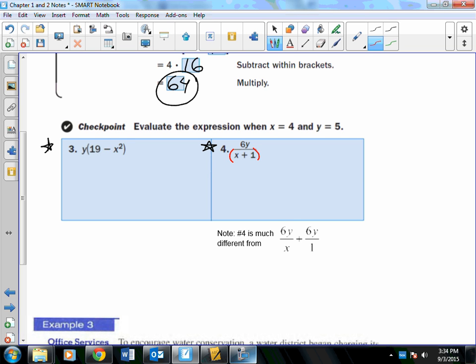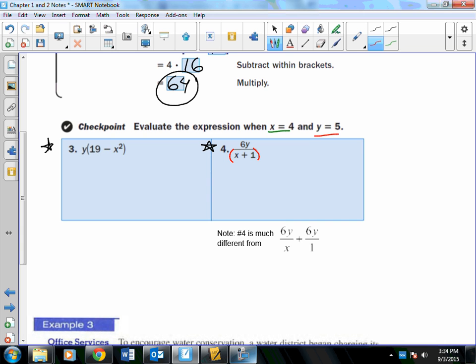So try that. Note that when it says evaluate, it means to find the value, and it's going to give us 2 things to substitute in. Where I see x, I'm putting 4. Where I see a y, I'm going to put a 5. So pause the video now, come back in 2 minutes after everyone's had a chance to try it, and we've checked our answers. Perfect. Welcome back. Let's go over it.